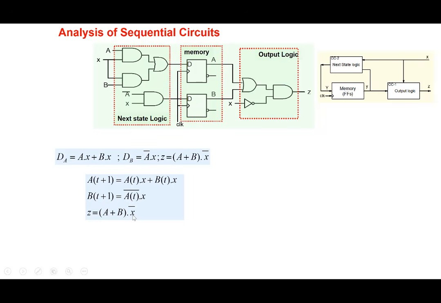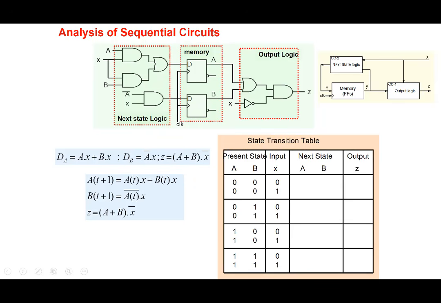And Z is A plus BX here. So we know how the system will change its state. Given the value of X, these equations describe how the system changes its state. So we can show that in the form of a state transition table.